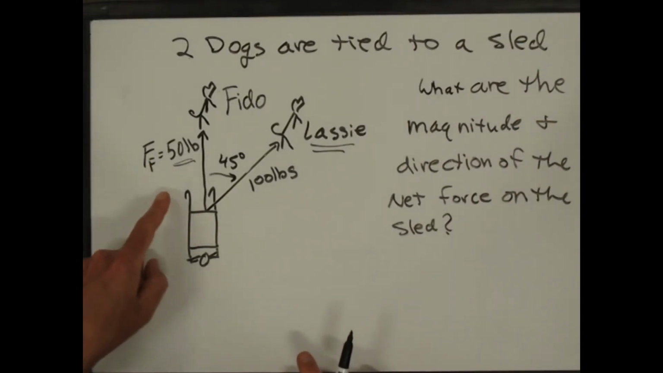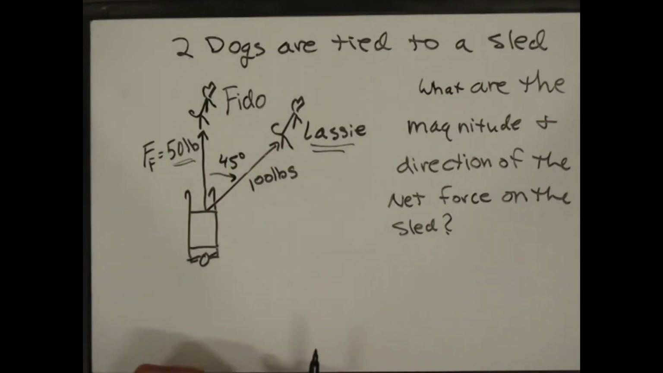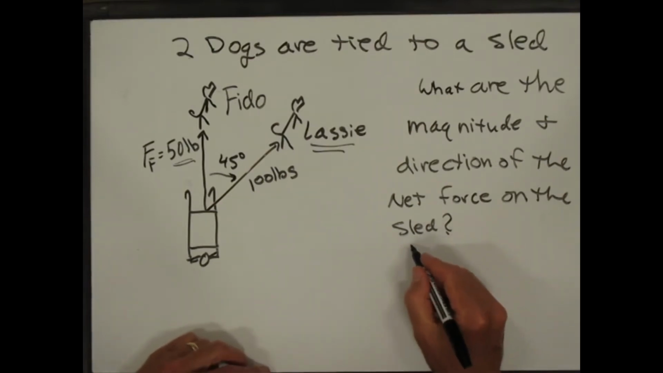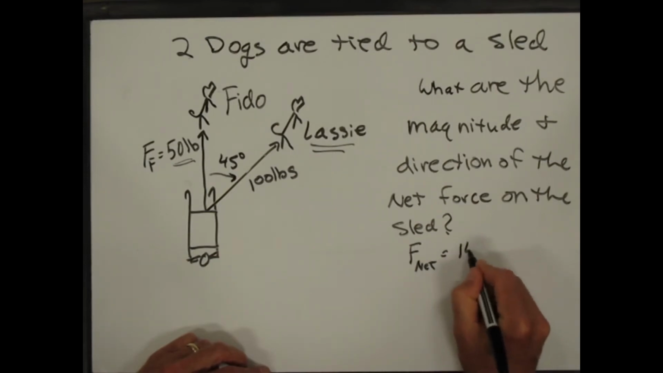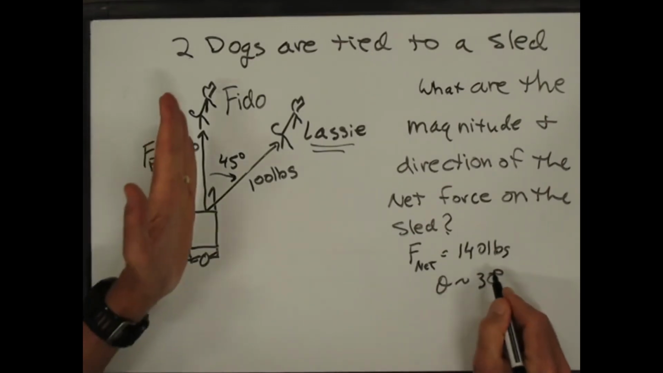Two dogs are tied to a sled. Fido's got a 50-pound force that way. Lassie's got a 100-pound force, 45 degrees that way. And so you should be able to get F net. It's about 140 pounds. And the angle is about 30 degrees relative to the vertical.